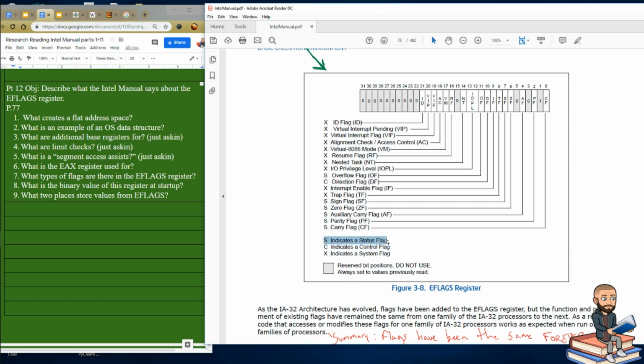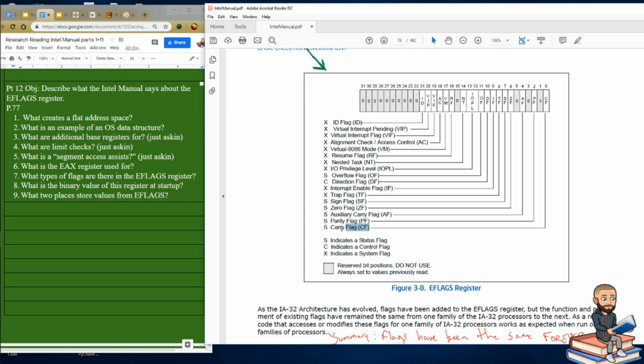S indicates a status flag. So everything within S here, and over here, the overflow flag, these are status symbols of the result. So if I did something with two numbers and they resulted in a negative number, this sign flag would be a 1. If it's not negative, it'd be a 0. If I added 0 plus 0, the zero flag would be on because the result is the number 0. Just like if I took 8 minus 8, the zero flag would be a 1. Else, it'd be a 0.